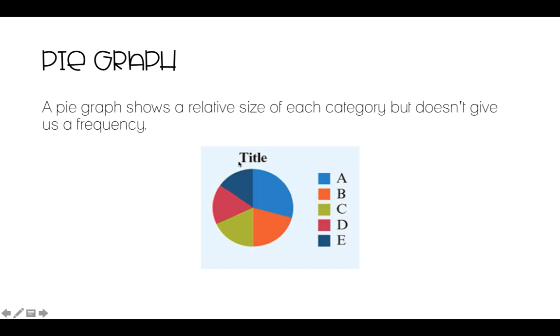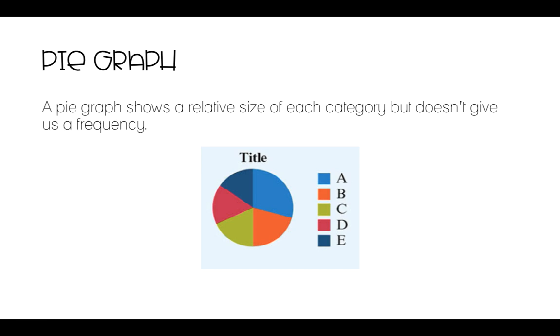Now a pie graph shows different categories and the size in relation to another, but it doesn't tell us how much or the frequency of each category. So yes, we can see that there's more in A than all the rest, but I don't know how many or the frequency of A. How much does A occur?